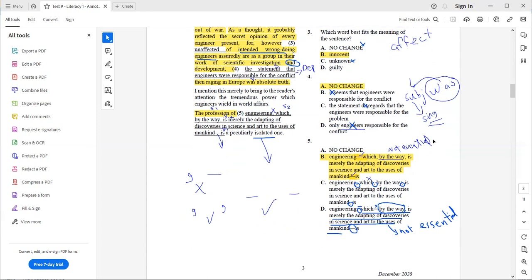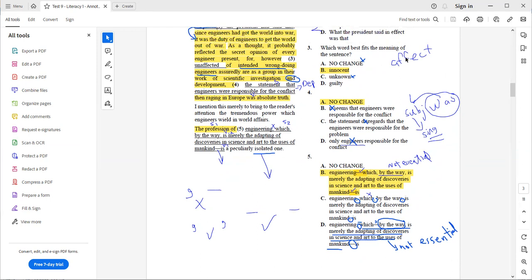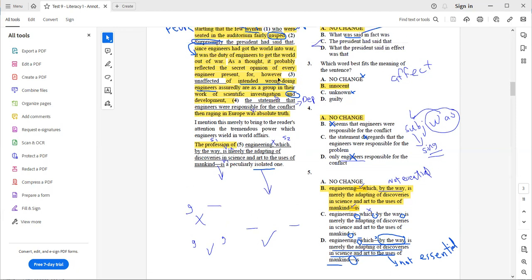Okay. Engineer Zaina, number 5. "The profession of engineering, which, by the way, is merely the adapting of discoveries in science and art to the uses of mankind, is a particularly isolated one." Okay. Let me just remind you of the question that was solved by Pilot Kareem and Engineer Taha. Do you know that these two questions come in the same sentence? And we said that at least one is going to be no change. But this is not going to be a truth. You have to try it, okay?